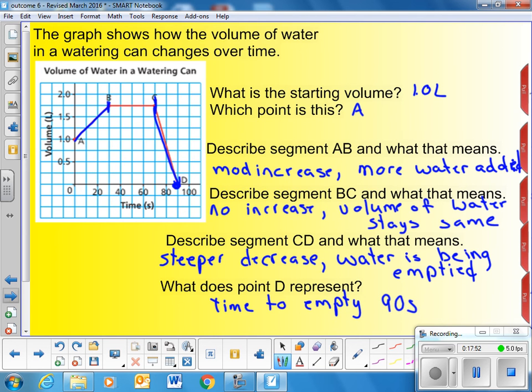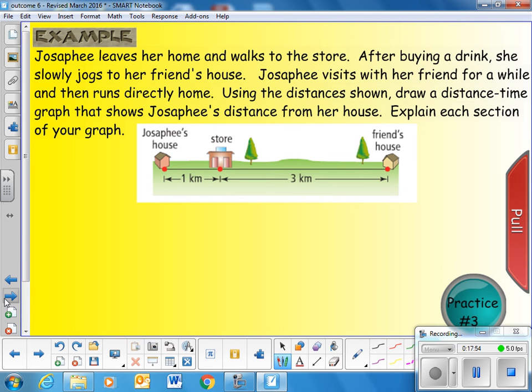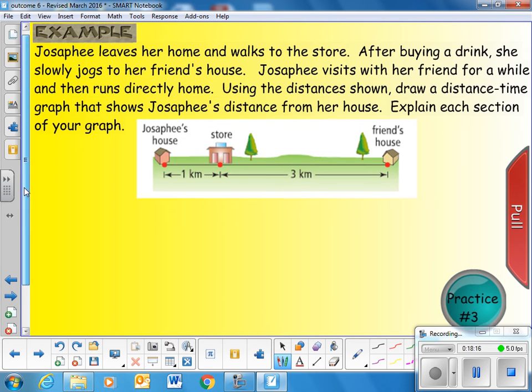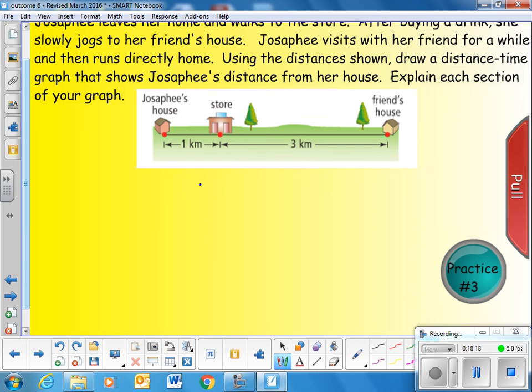One final example for today. Josephine leaves her home and walks to the store. After buying a drink, she slowly jogs to her friend's house. Josephine visits with her friend for a while and then runs directly home. Using the distances shown, draw a distance time graph that shows Josephine's distance from her house and explain each section of our graph. All right, so we're just doing a sketch, so it doesn't have to be super accurate.